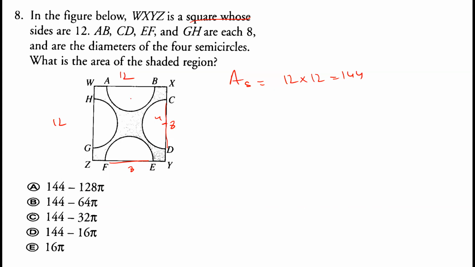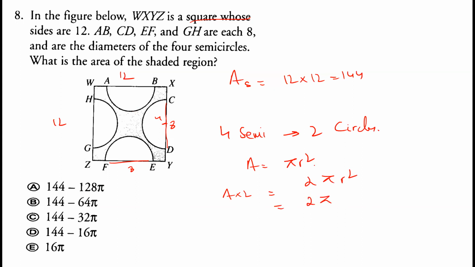So how many circles are we having? So we have 4 semicircles. So 4 semicircles equals 2 whole circles. So area of a circle is pi r square. Area of 2 circles would be 2 pi r squared. So r is 4, so 4 squared. So 2 multiplied by 16 into pi is 32 pi.